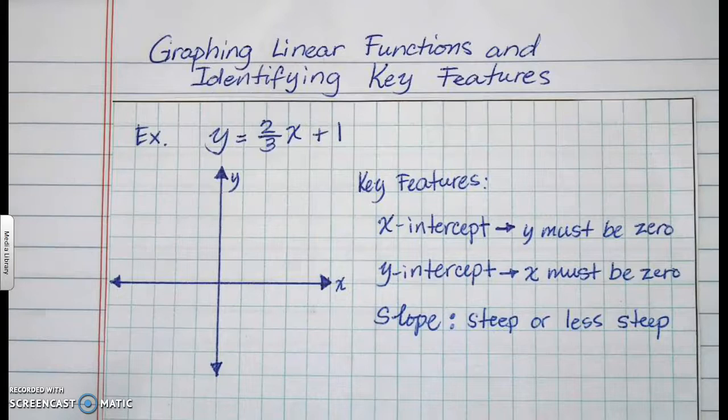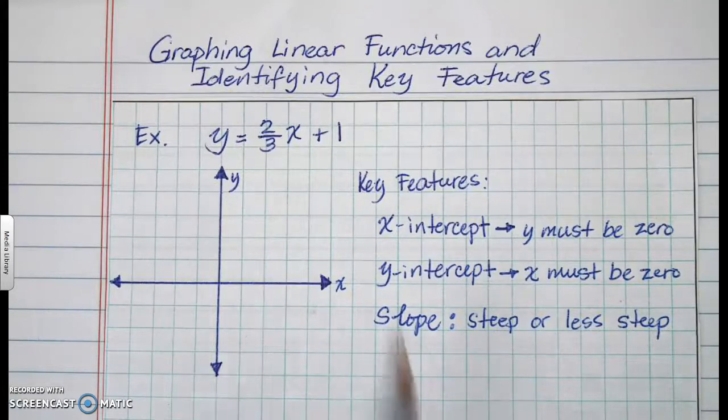And for the slope, steep is whenever the slope is greater than 1. Less steep is whenever the slope is less than 1. Just a note, the negative sign does not affect the steepness or less steepness of a line. The negative slope is only for the direction. Negative goes down, positive goes up. Let us now begin the graphing.